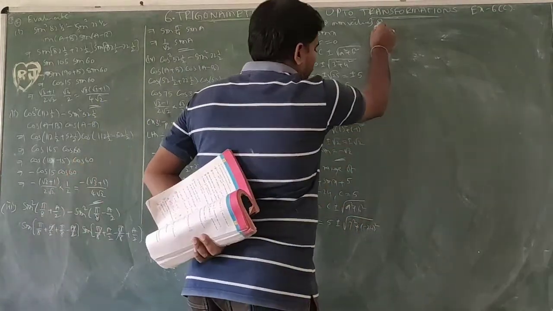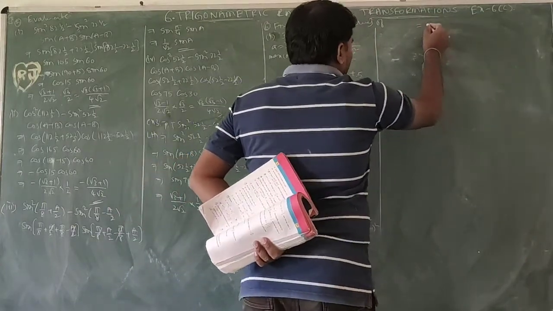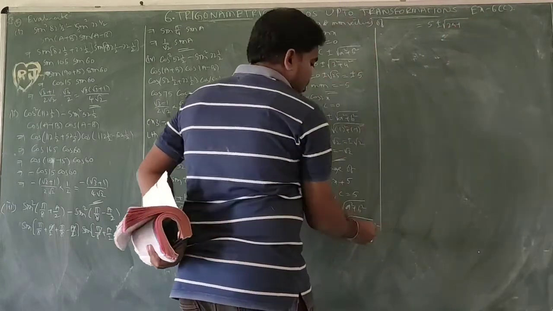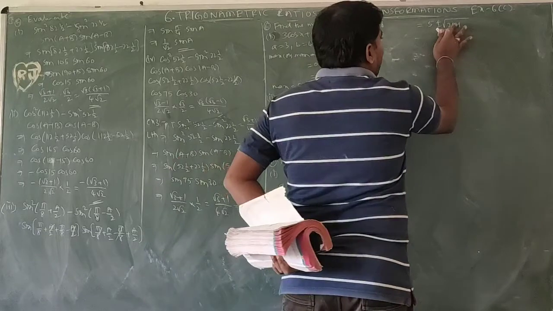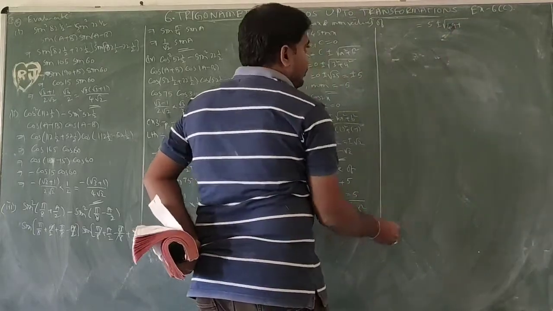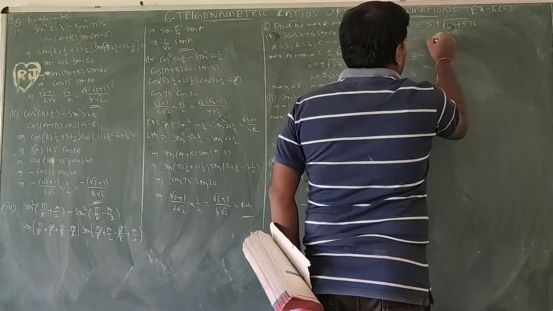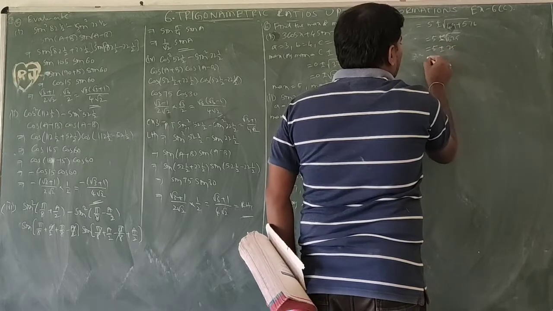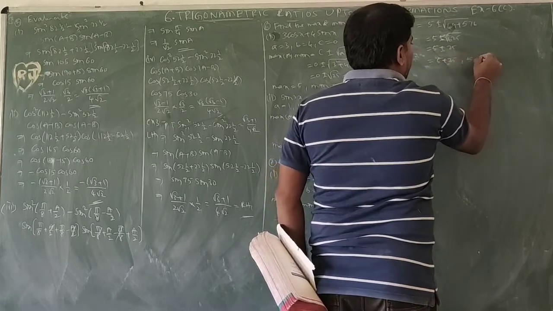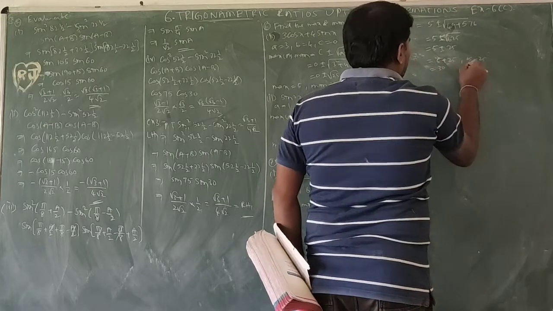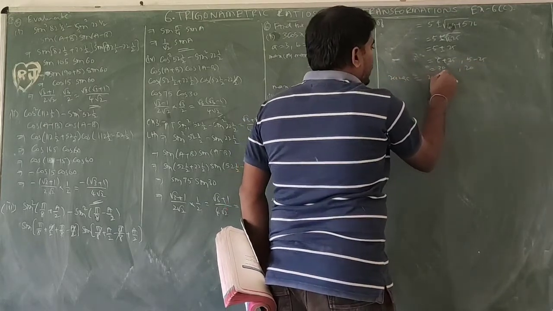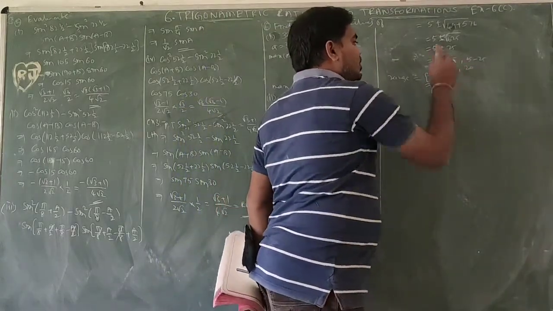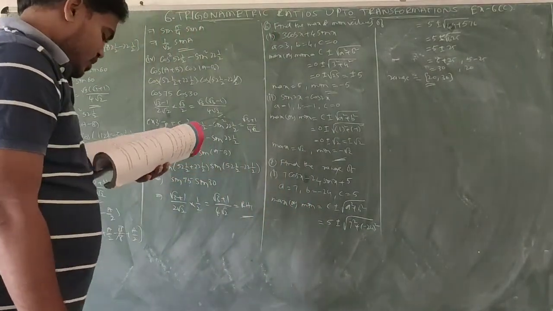So this is equal to 5 plus or minus root of 7 square, 49, plus 24 square, 576, 5 plus or minus root 625. So 5 plus or minus 25. So 5 plus 25, 5 minus 25: 30 comma 20. So range equal to 20 comma 30 including 20 and 30. So this is the range. This is the minimum value, this is the maximum value. Okay, next question.